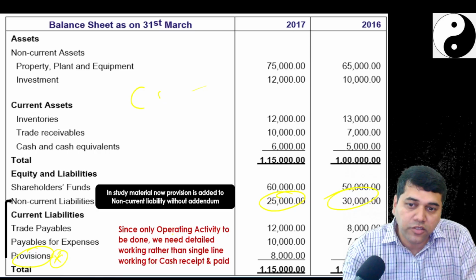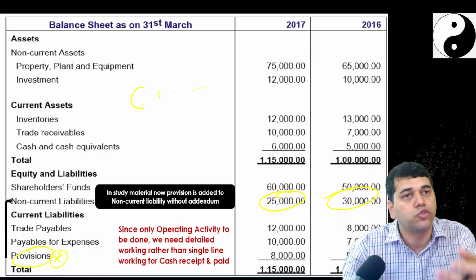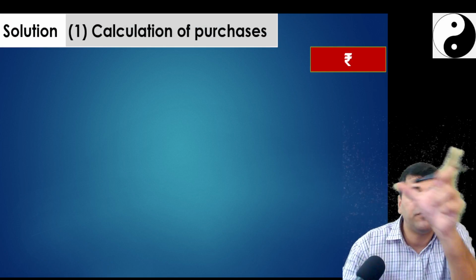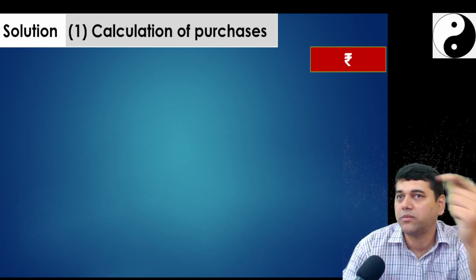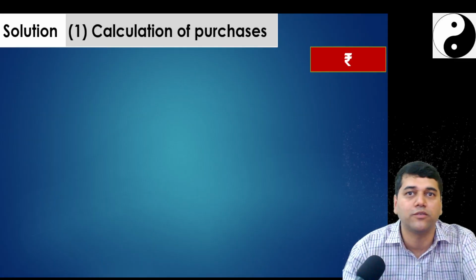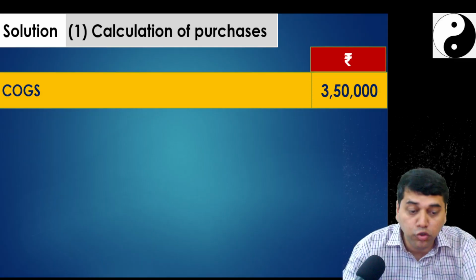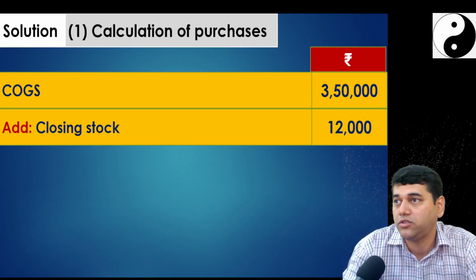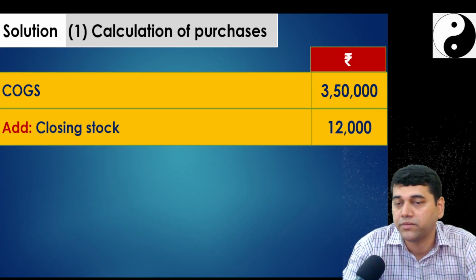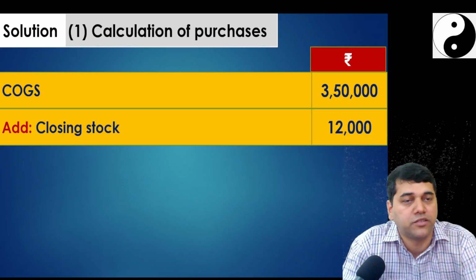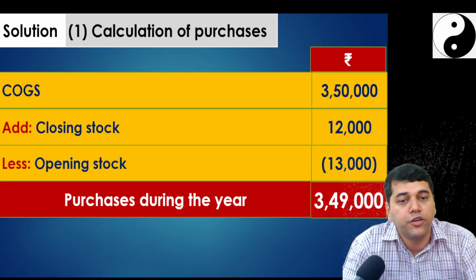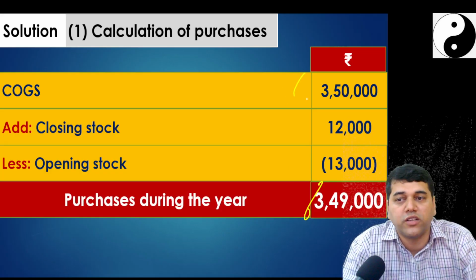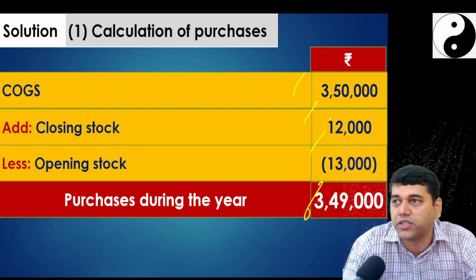Now again, this question is predominantly based, because I will show you the suggested answer also. In the previous question, in the bracket only we had written there. Opening stock, you are asking me, sir, which is opening, which is closing. But here we may have to make one working note if this question comes. Now first is the calculation of purchases. We know that we need COGS plus closing stock minus opening stock. Did you get this 3,49,000?